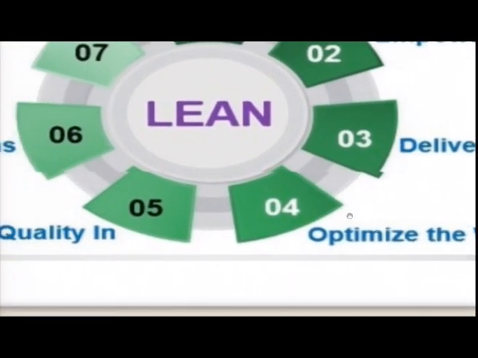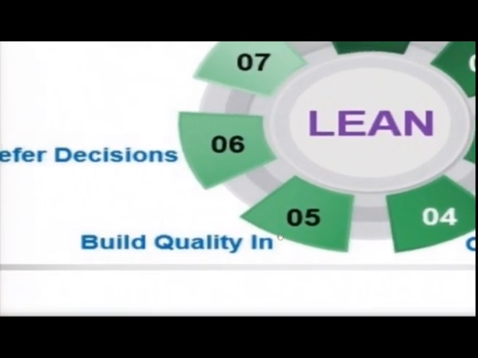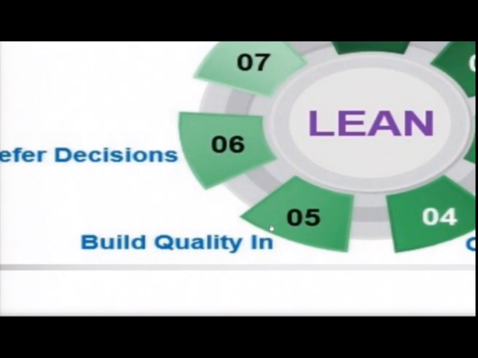Then let us see the fifth principle. The fifth principle is build quality in. Whatever product that you deliver, you should ensure that it has the best quality, it has very low defects, it should not possess any defect or only very meager defects. So, when you ensure that, definitely the quality will be ensured. So, build quality in is the fifth principle.